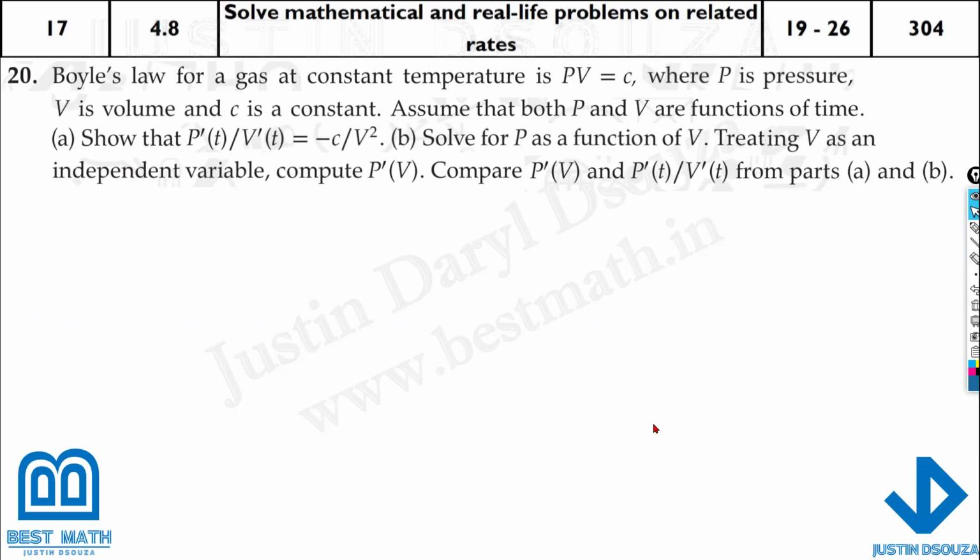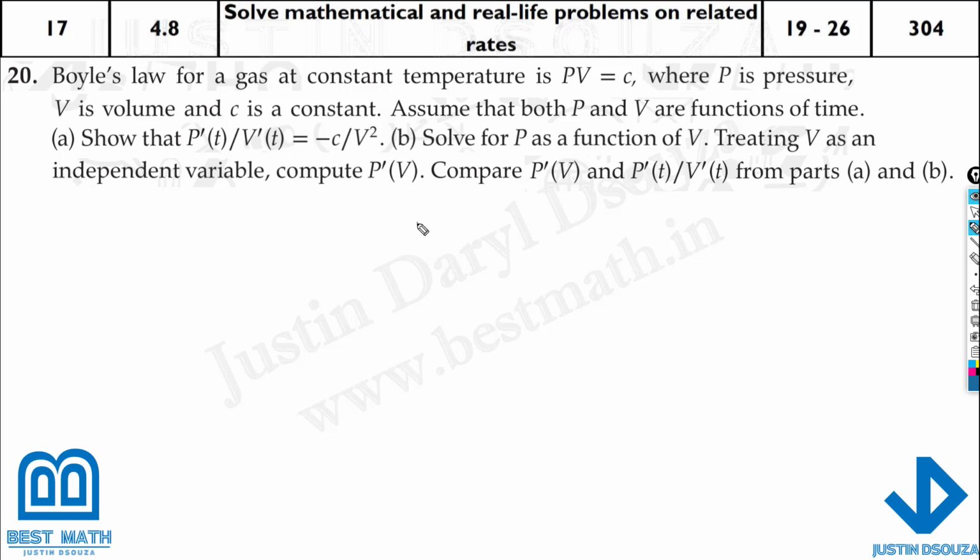We'll move on to the next problem. In this problem, we have been told Boyle's law for a gas at constant temperature is PV equals C, where P is the pressure, V is the volume, and C is the constant. Assume that both P and V are functions of time. Show that P prime with respect to time divided by V prime with respect to time is equal to minus C by V squared. Basically, we have to just find the derivative over here.